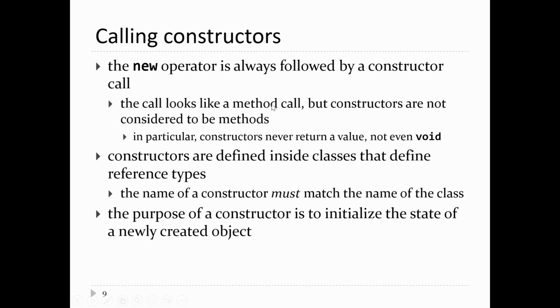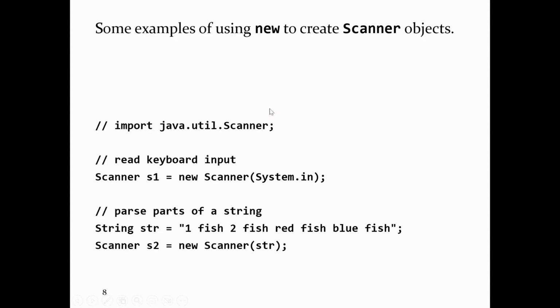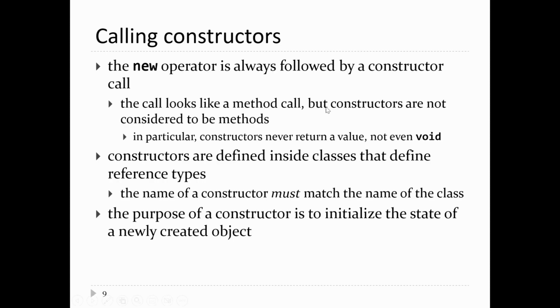When you call a constructor, it looks like a method call. So back here, that sort of looks like a method call. You're calling a method named Scanner, and you're passing in some data. But the language specification is very clear on this. It says constructors are not methods. So it looks like a method, but it's not actually a method. One of the reasons it's not a method is because a constructor never returns a value, not even void. And so you'll see when we start to write our own constructors, they sort of look like methods, but the return type is always missing.